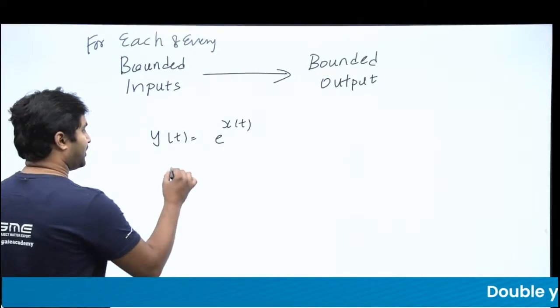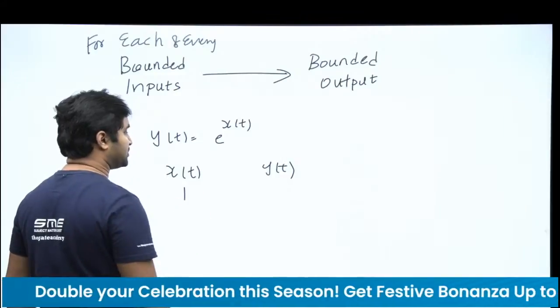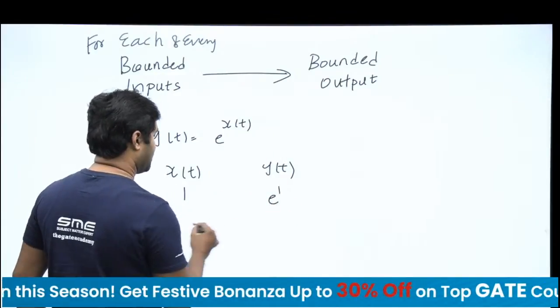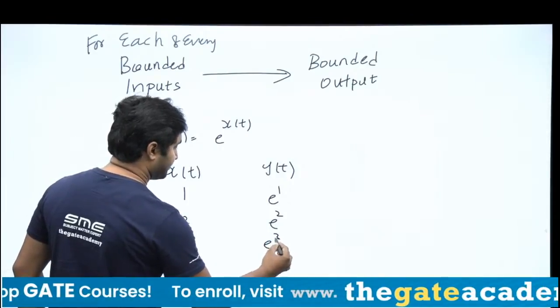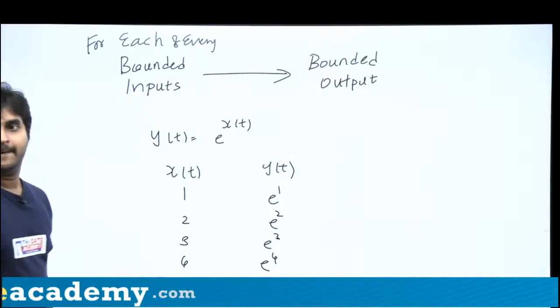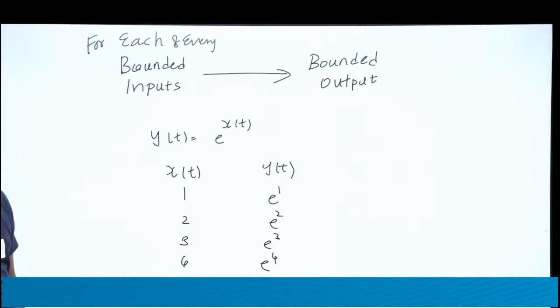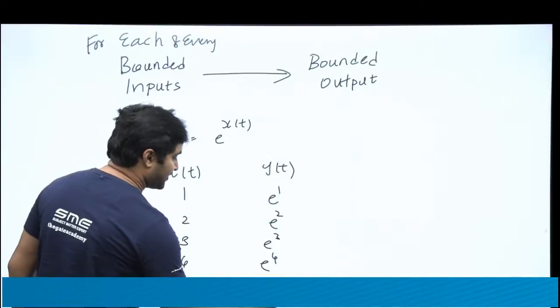So you give x of t and you give y of t. Let me say my x of t is 1. Here you have e power 1. Here you give 2, here you have e power 2. Here you give 3, it is e power 3. Here you give 4, it is e power 4. Here you give 100, here you have e power 100.